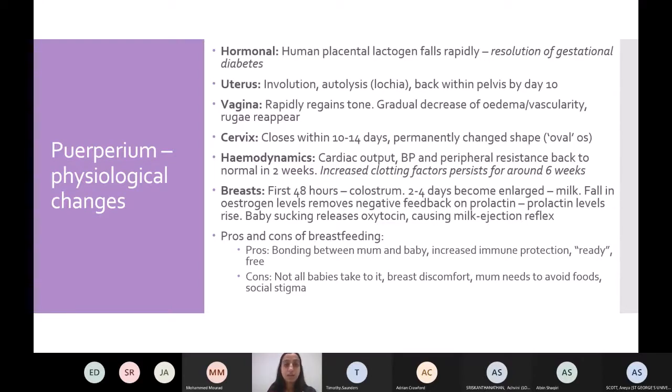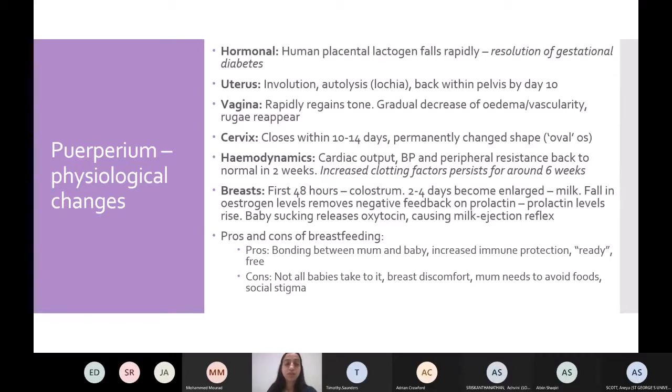Hemodynamically, the cardiac output, the blood pressure, and the peripheral resistance go back to normal in 2 weeks. However, you have increased clotting factors which remain for 6 weeks, and actually the risk of having a VTE is the highest in the postpartum period. So it's 20 times more risk than a woman who's not pregnant, for example.